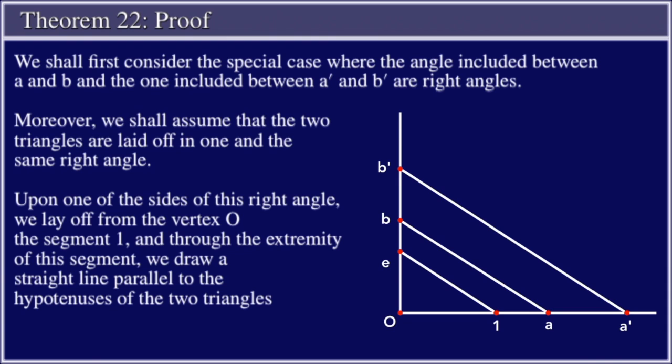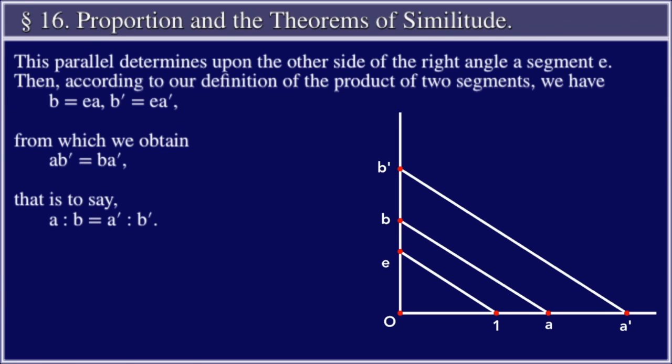Proof: we shall consider the special case where the angle included between A and B and the one included between A' and B' are right angles. Moreover, we shall assume that the two triangles are laid off in one and the same right angle. Upon one of the sides of this right angle, we lay off from the vertex O the segment 1, and through the extremity of this segment, we draw a straight line parallel to the hypotenuse of the two triangles. This parallel determines upon the other side of the right angle a segment E.